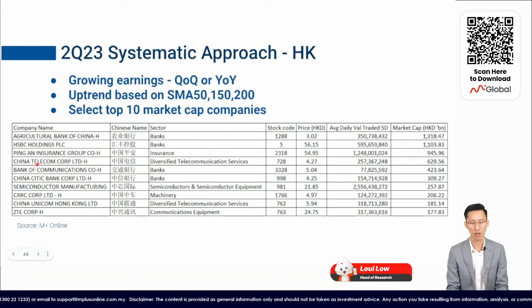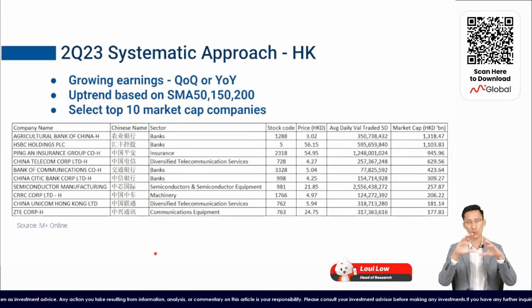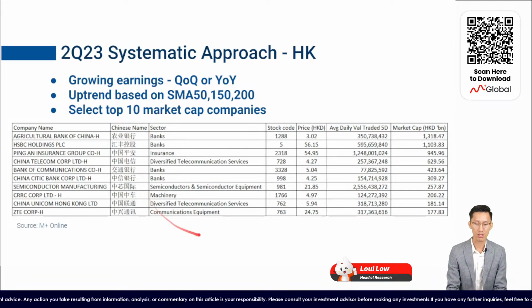By the way, Ping An just announced their results, I think 1 or 2 days ago, and it is a very strong result, and therefore today it has been surging higher above 55 Hong Kong dollars. China Telecom, Bank of Communication, China CITIC Bank, Semiconductor Manufacturing, these are under the top 10. So you can see that within the top 10 stocks, they are quite diversified in a way.